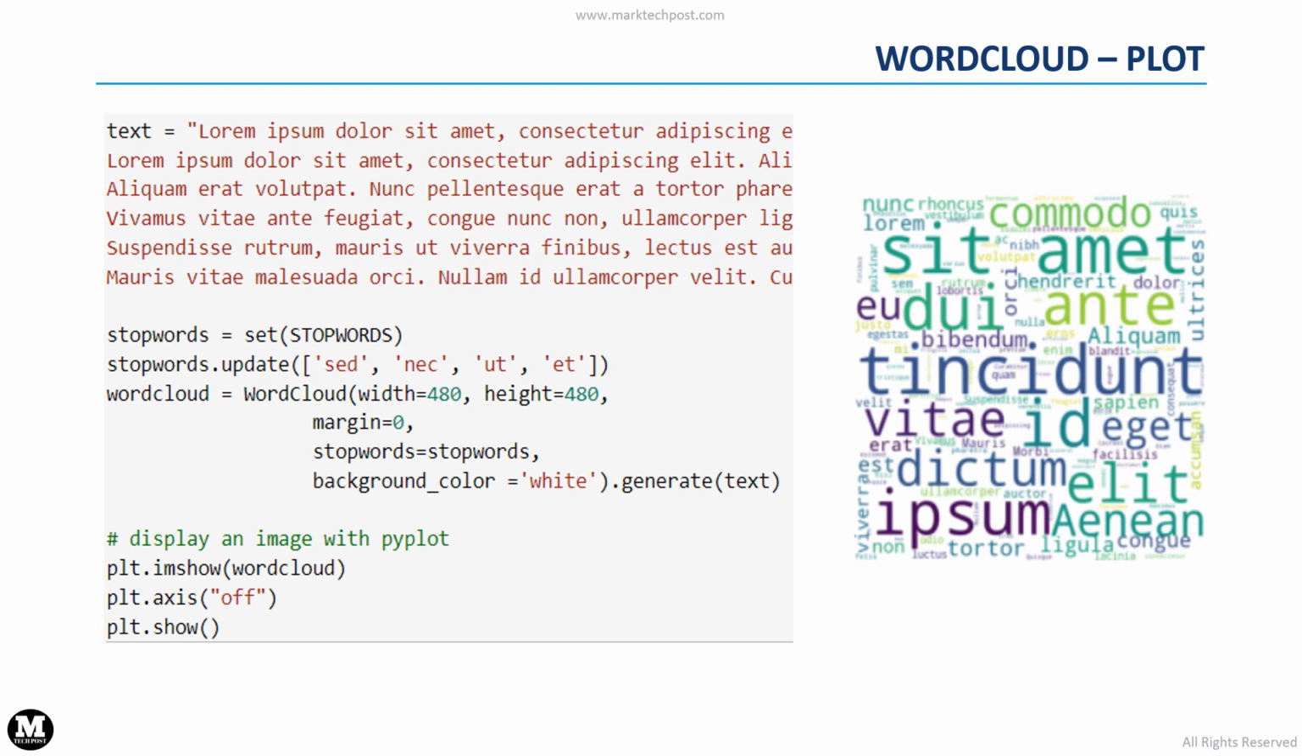Since the text variable contains a Latin text, we add some Latin words to the stop word set. Then we can use the WordCloud method. We define the width, the height, and the margin of the WordCloud image. We also specify the stop word set and the background color. Then we call the generate method with the text variable as argument. Finally, we just have to display the image thanks to the ImageShow method of Matplotlib.